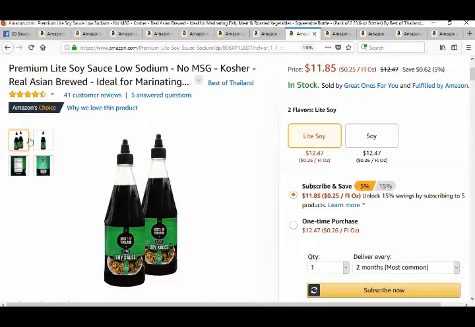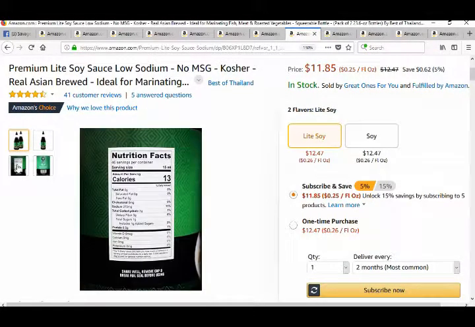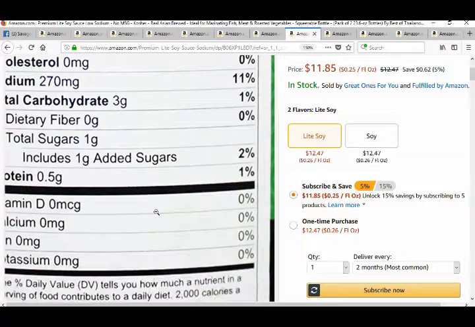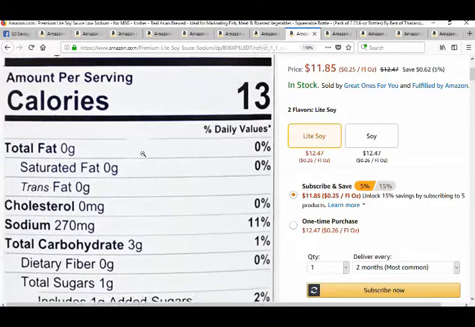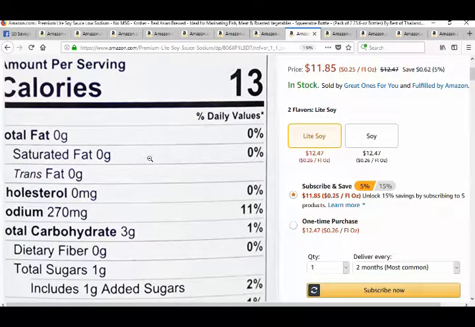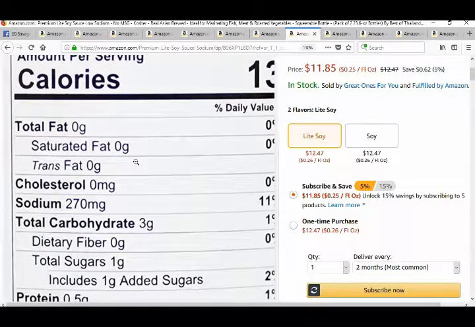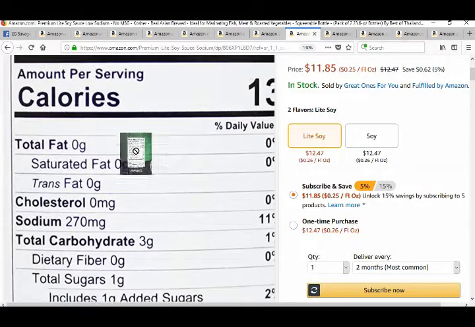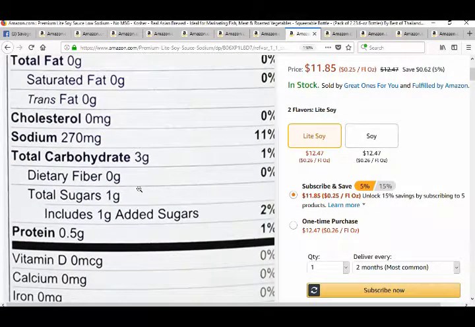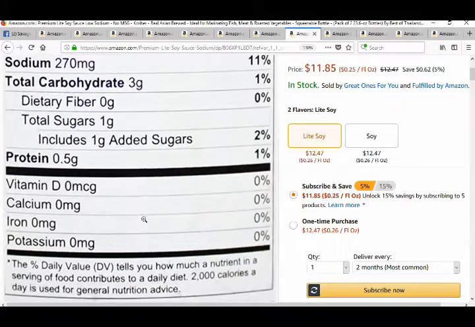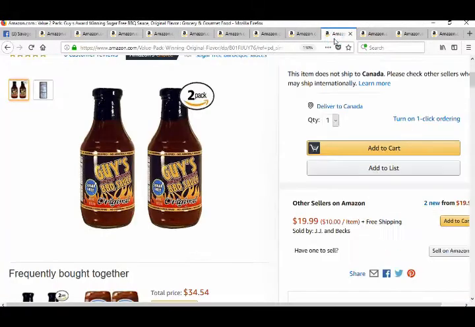This is a soy sauce that I would recommend. It's called the Best of Thailand Light Soy Sauce. And this differs from the last one in the sense that when we look at the caloric intake here, 13 calories, sodium 270, so it's still high, but it's not 55% of your daily intake. There is 1 gram of sugar, which is not too bad, total 3 grams of carbs per serving. So I would say that this would make a much better replacement for the other soy sauce we're looking at.